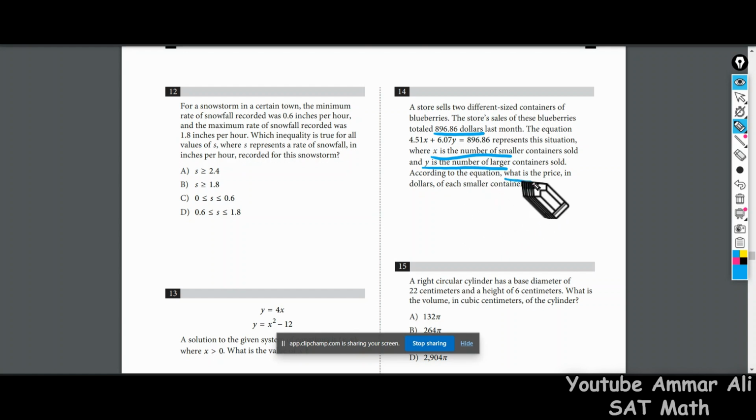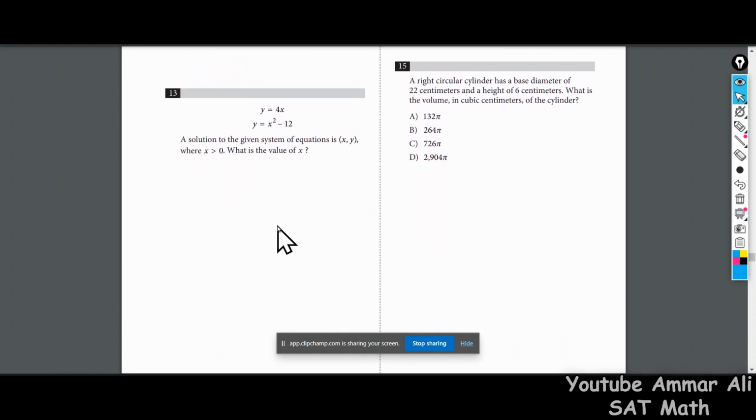They're asking us what is the price in dollars of each smaller container. So we know that if x is the number of smaller containers and you get 4.51 per x, what is this 4.51 going to be? Well, if we know that the final answer is in dollars, that means we get 4.51 what? $4.51 per small container. So our answer is nothing more than 4.51, because we just had to interpret the equation. I don't really know how else to explain it other than you just got to read it slowly and use a little bit of logic. But don't be discouraged if you didn't immediately get it. It's just something you got to keep practicing.